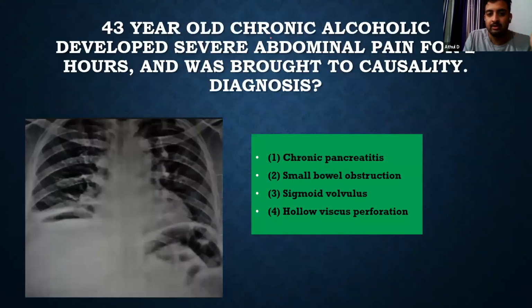Now moving forward to another question, I will start the poll again. This is a 43-year-old chronic alcoholic patient who had severe abdominal pain for 2 hours. So he was brought to the casualty. Again, you ordered a chest X-ray. So what is the diagnosis here? This is a very simple question. I will start the poll again.